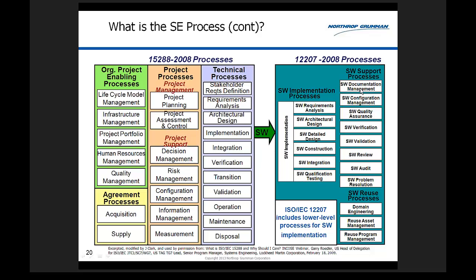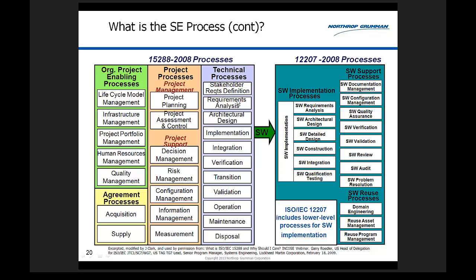And the support processes: document management, quality assurance, verification, validation, reviews and audits, problem resolution. They added some new things here: reuse processes for domain engineering, reuse asset management, and reuse program management. Those are kind of neat things.